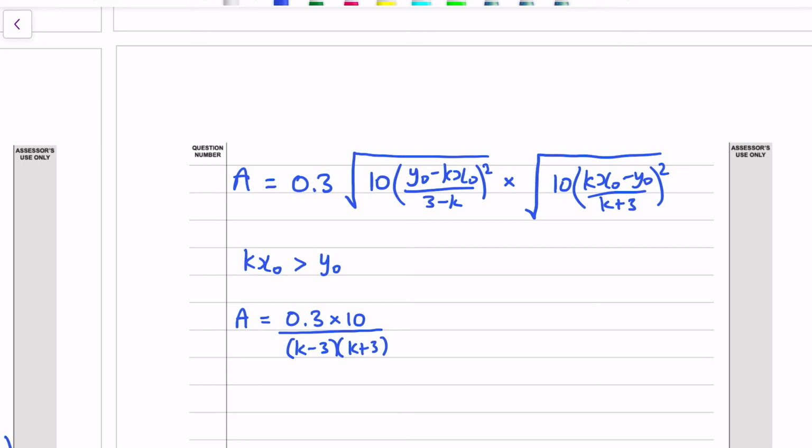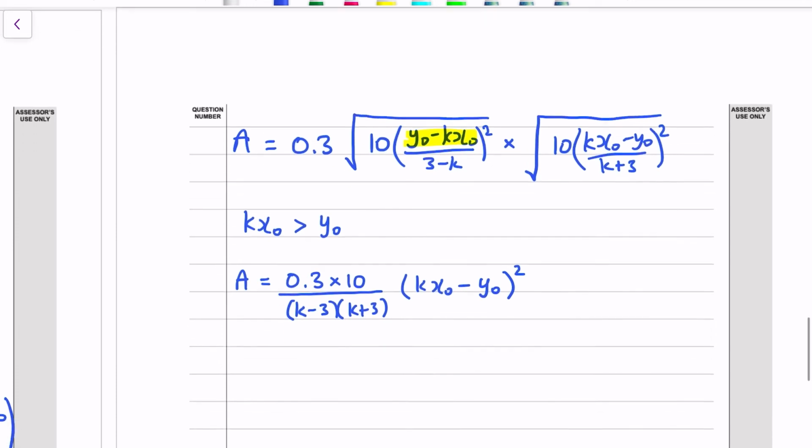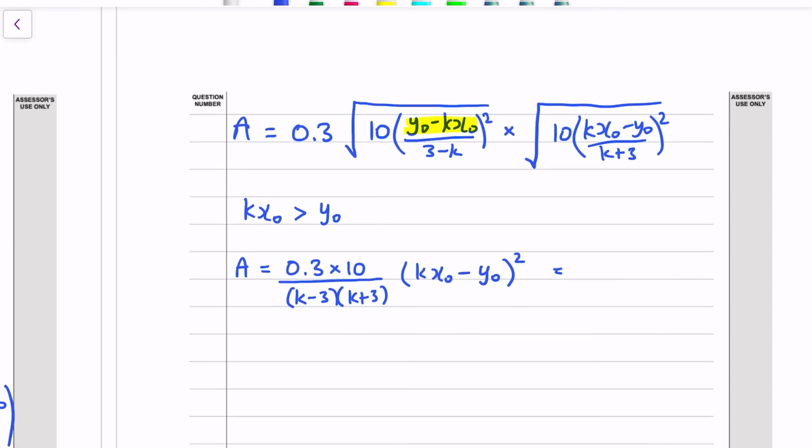And then this squared is the same as (kx0 minus y0) all squared. That's the way we want it when we get rid of the squared and square root it. So we've got (kx0 minus y0) all squared, square rooted, but then there's 2 of them. Okay, so that simplifies to 3 over k squared minus 9 times (kx0 minus y0) squared. And I've got that in the schedule, but they skip a whole heap of steps.